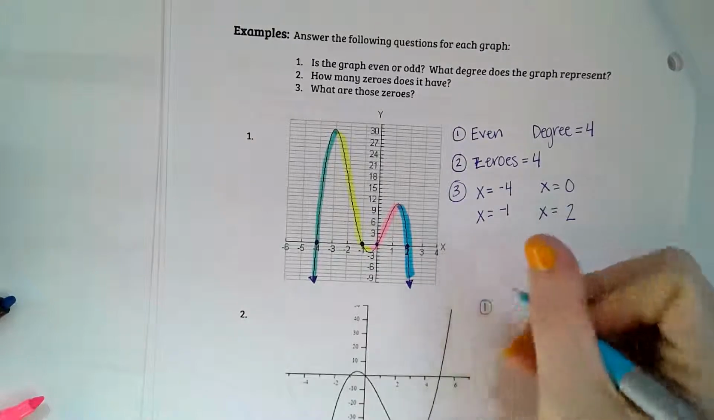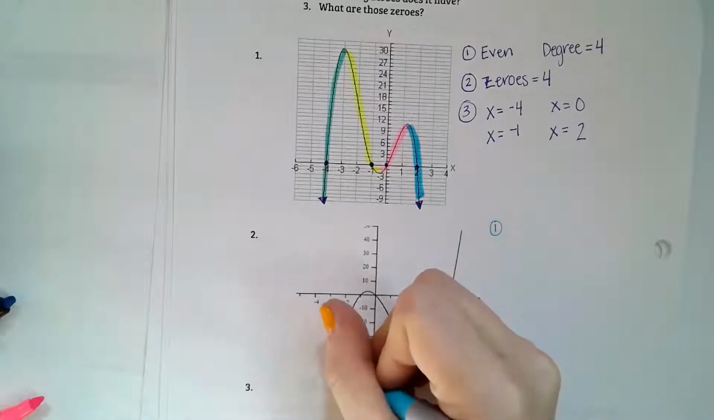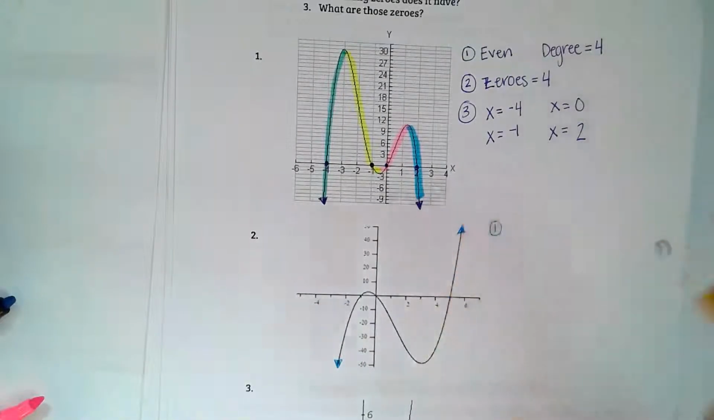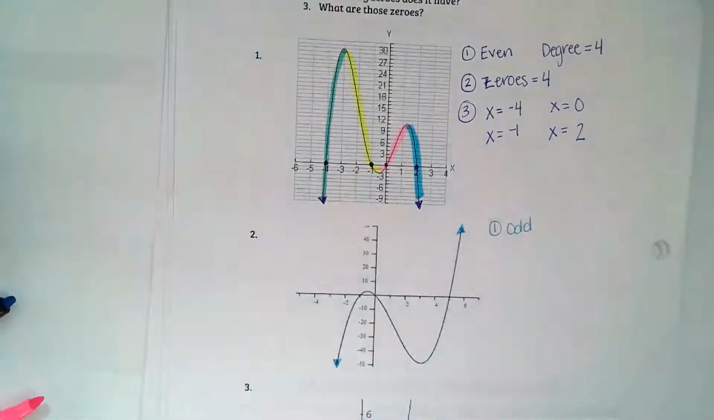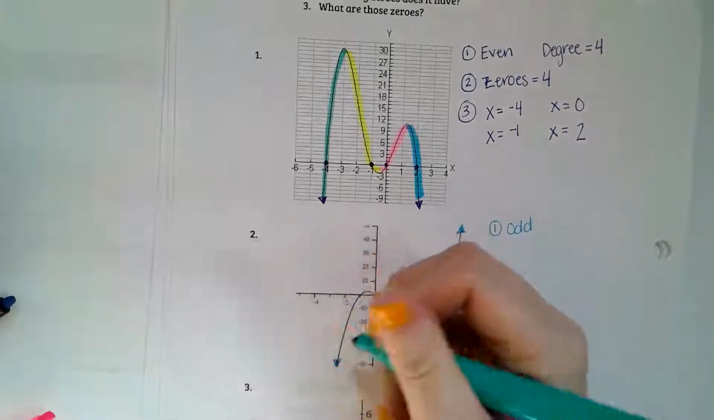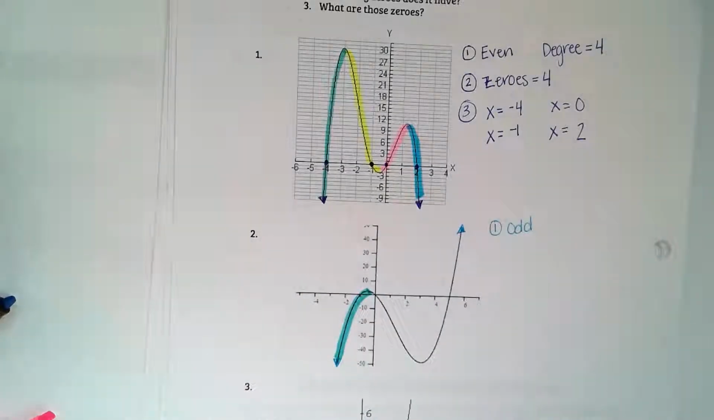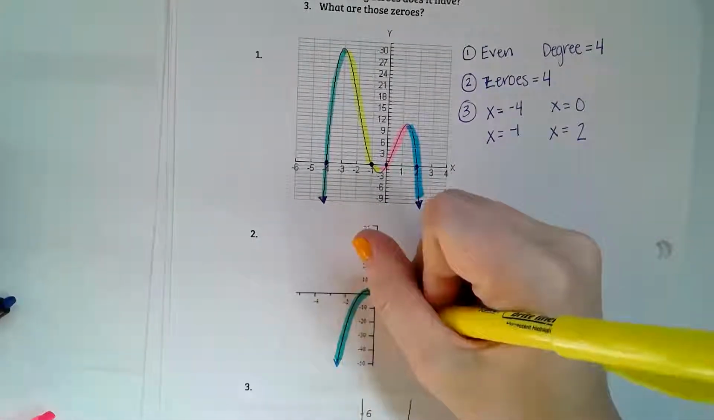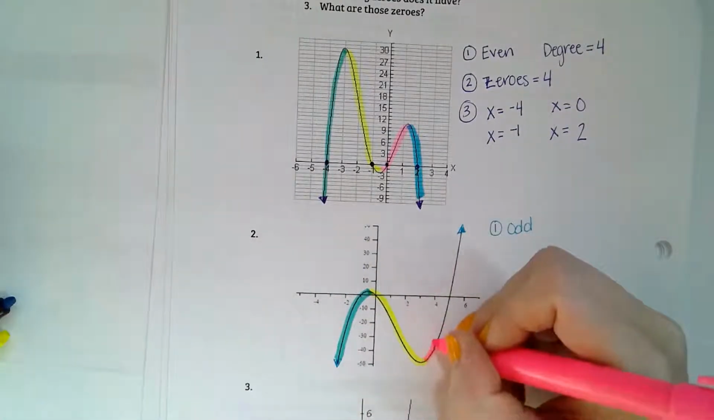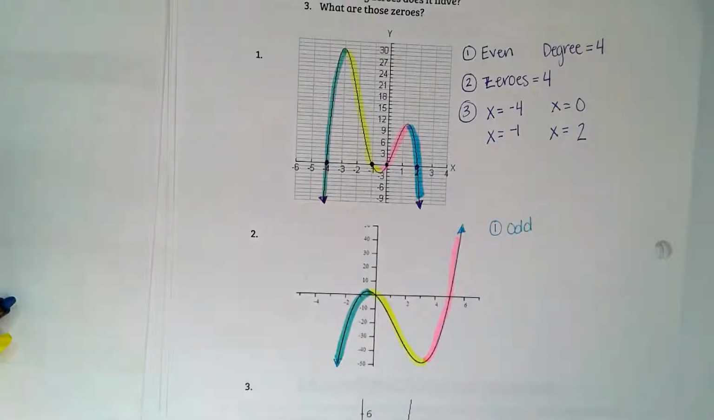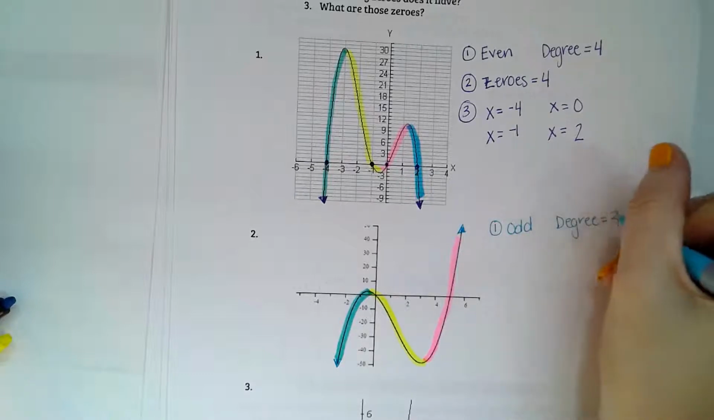So here we've got one end pointing down and one end pointing up, meaning that this one is odd. So our degree: if I start from the left going right, we've got 1, 2, and 3. So our degree equals 3.